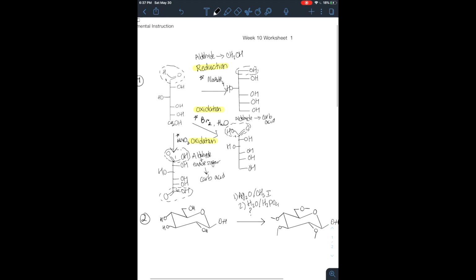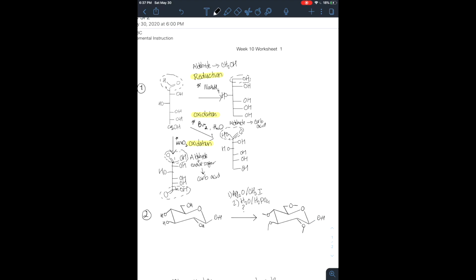So for number 2, we're looking for the reagent that'll give us an OH on carbon 1, whereas everything else is an OMe. So there are 2 reactions that will give us different ethers, right? So we have glycoside formation, so I'll write this out. So we have glycoside formation. And a reagent that you'll see for glycoside formation is something like CH3OH and an acid. So we'll add this CH3O part.